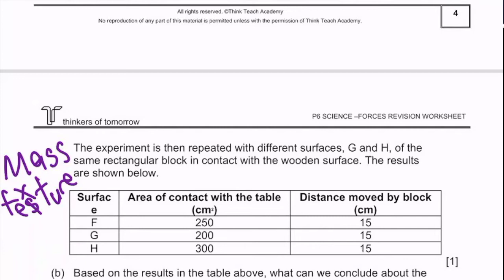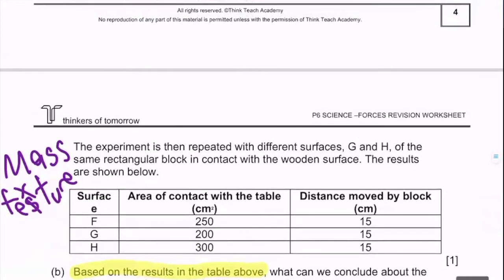Now, the next thing to note: if they say based on the results in the table above, what can we conclude about the surface area of a rectangular block and the friction between the rectangular block, there's a spelling error there, it's supposed to be block, and the wooden surface. Please remember, you have to always give evidence first. Don't just tell me the surface area doesn't affect the friction. Don't tell me that yet. Always must give me evidence, always tell me based on the results. How do you know that the surface area doesn't affect friction?